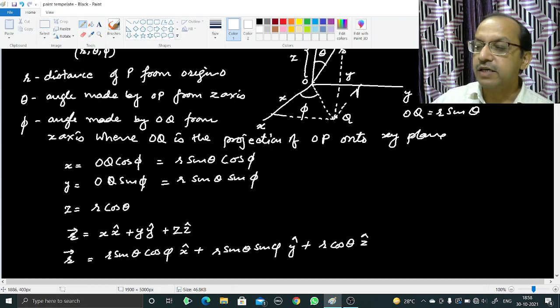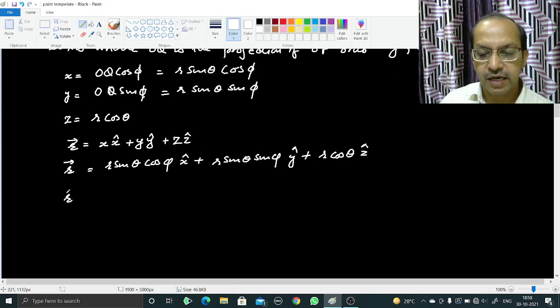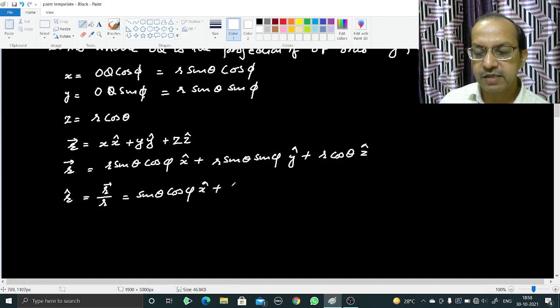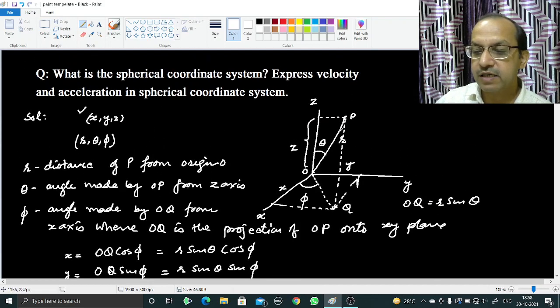So what is the magnitude? It is actually OP vector, and the magnitude of this vector is r. So to get the value of r cap, that is the unit vector in the r direction, I will have to divide this vector by r. Now r is common from all three components here. That means it will be equal to sine theta cos phi x cap plus sine theta sine phi y cap plus cos theta z cap. So it is the r cap vector. That is the unit vector r cap. In which direction? So r vector is in that direction. That means the unit vector will be this direction. So it will be r cap.